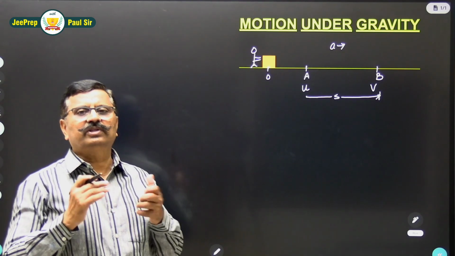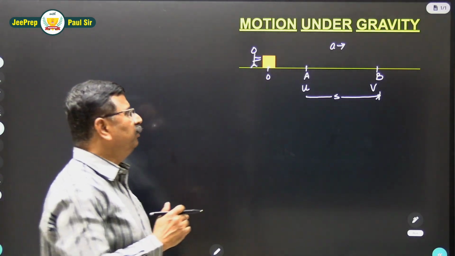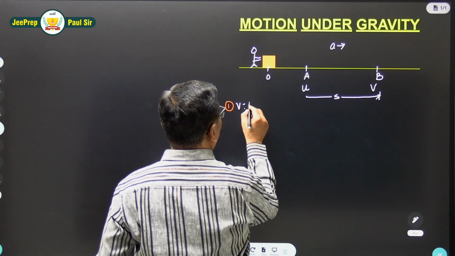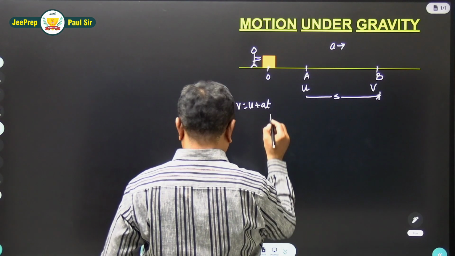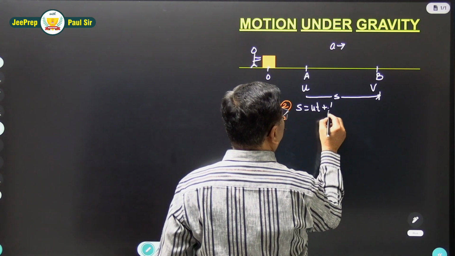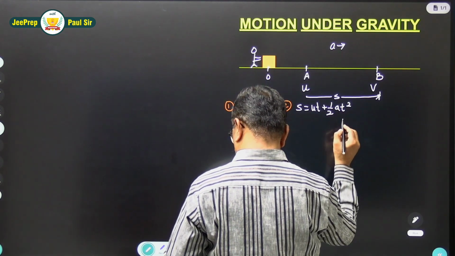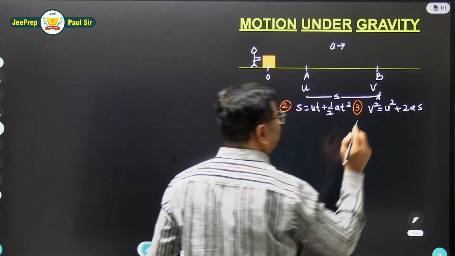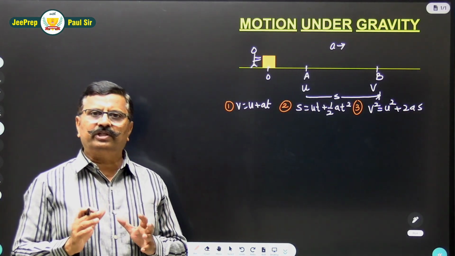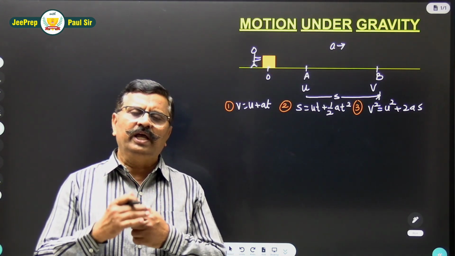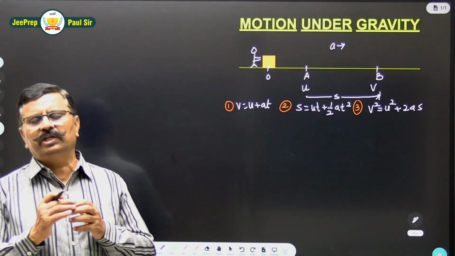Okay, so we have three kinematical equations. Which are those three kinematical equations? The first equation is v = u + at, while the second equation is s = ut + (1/2)at², and the third equation is v² = u² + 2as. So these are the three kinematical equations that we have studied in case of the horizontal motion, meaning motion along x-axis. Now let's see what is the vertical motion.